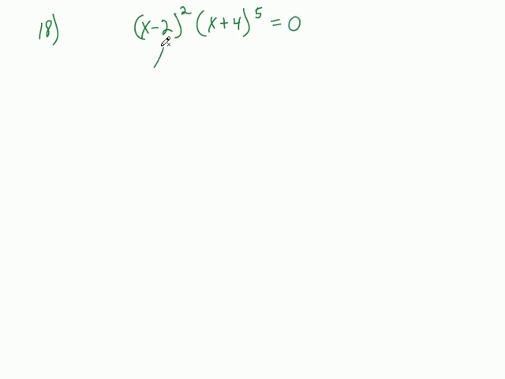Now, remember we talked about, was it last week, if you have a product, if two things are being multiplied together and it equals 0, either one of these could be 0. Would you agree? If this whole thing was 0, then 0 times anything, I don't care what that comes out to be, is going to equal 0. So I'm going to set them both equal to 0: x minus 2 squared equals 0, and then x plus 4.